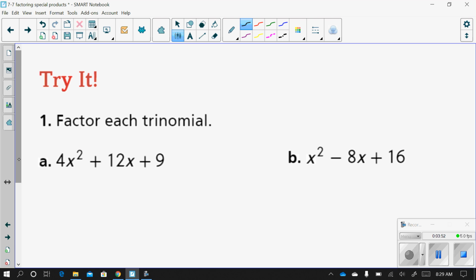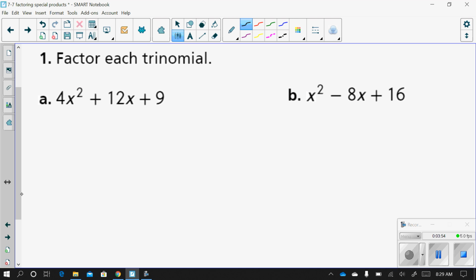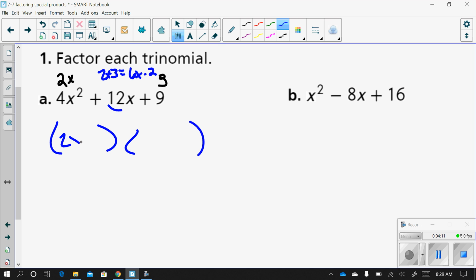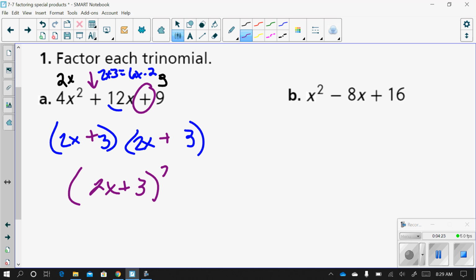Okay, again, I like to check to see, are they a perfect square trinomial? Well, square root of 4x squared is 2x. Square root of 9 is 3. Multiply them together, 2x times 3 is 6x, times 2. That gives me the 12x. Okay, so I can do my two sets of parentheses, 2x and 2x, and then use that 3. Check your sign. C is positive, B is positive, so they're both plus. Or you can write it as 2x plus 3 squared. Okay, one more.